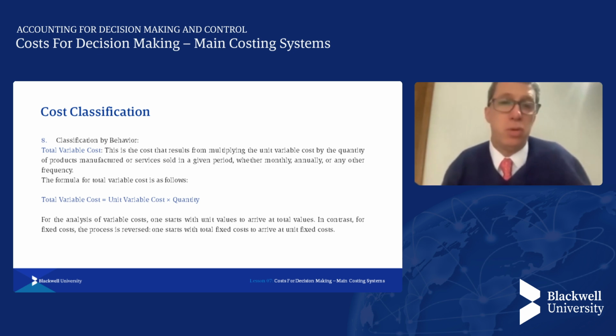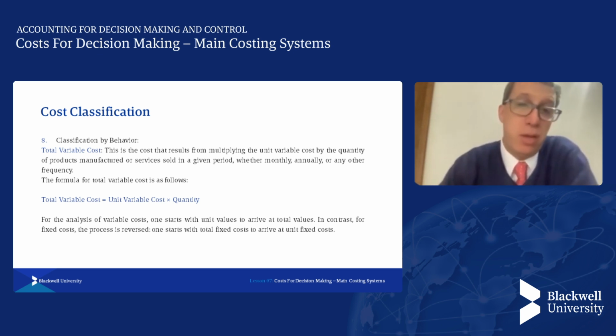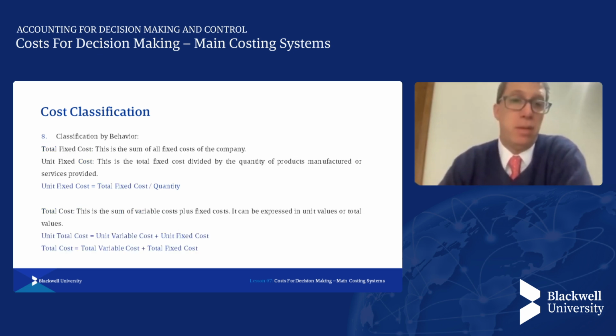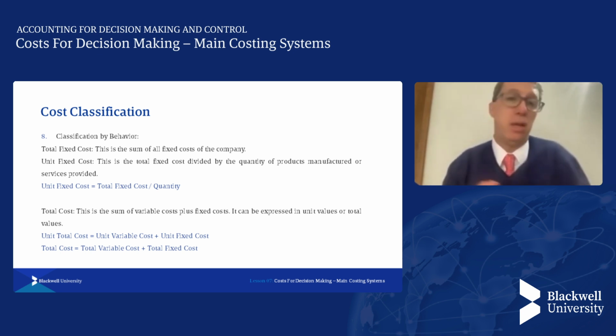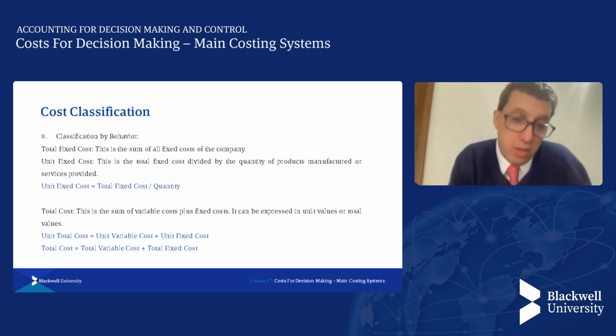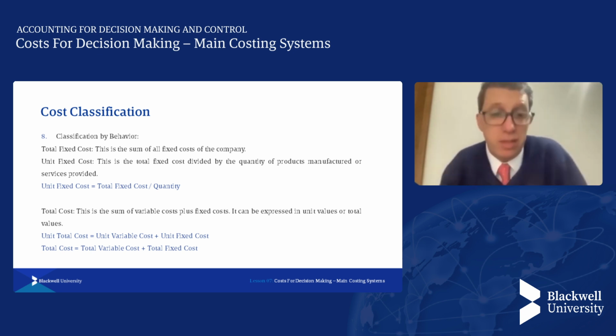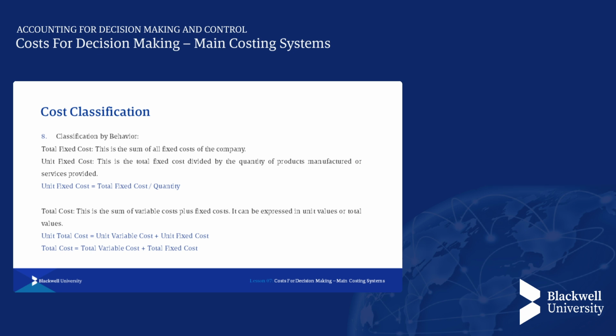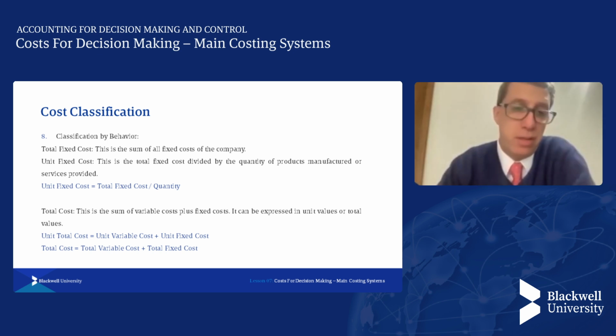And then we have the total variable cost, which is the cost that involves multiplying the unit variable cost by the quantity of products manufactured or sold in a period. Therefore, it is the unit variable cost multiplied by the quantity. And then we can arrive at the unit fixed cost, which is the total fixed cost divided by the quantity, or the unit total cost, which is the unit variable cost plus the unit fixed cost, and the total cost, which is the total variable cost plus the total fixed cost.